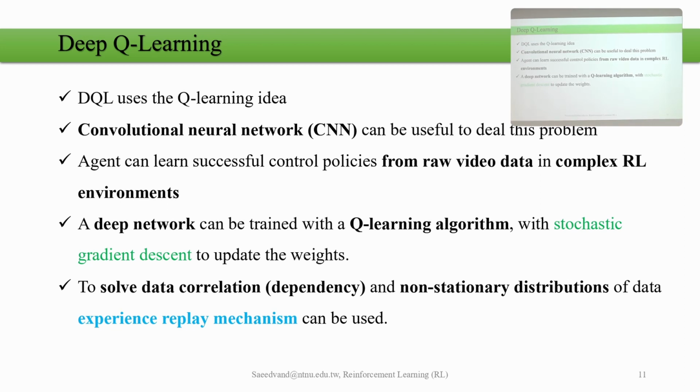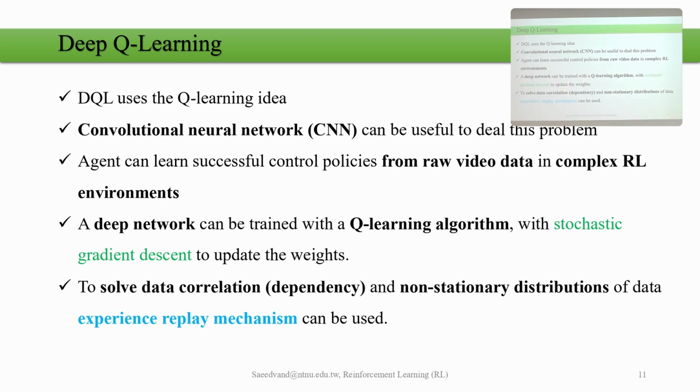We say a deep network can be trained with the Q-learning algorithm, with stochastic gradient descent to update the weights. We studied SGD already, and different learning techniques were introduced to you. For the network that we have there for the Q-learning algorithm, SGD can also be applied to update the Ws that we have for training our network.